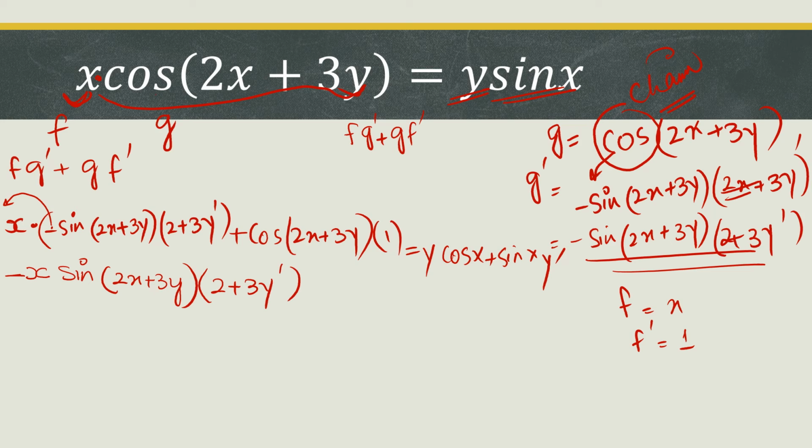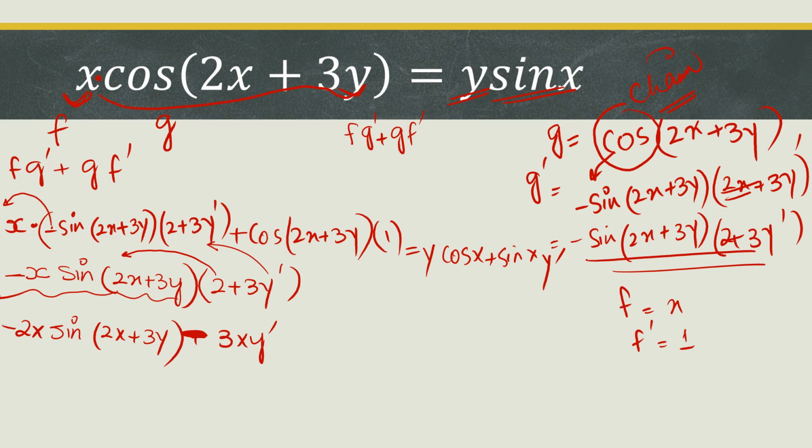So I am taking only the one term. Now 2 will be multiplied with the whole of this term and 3y prime will also be multiplied with this whole term. Why we are doing this? Because we have to keep y prime on one side. That's why it is necessary to open the bracket. So when you multiply 2 with the whole term, you will get minus 2x sin(2x + 3y). That's so simple. Plus now 3y prime with the whole term. So you will get minus 3x y prime and all of this, that is sin(2x + 3y).